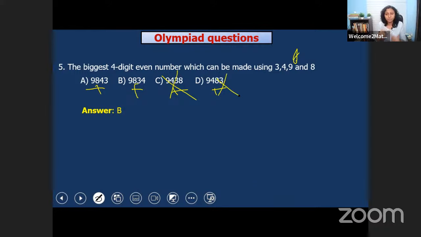Whenever you do an option-based question, you can find your answer in this way too. So we eliminate C and D, because 4 can't be in the hundreds place, as we have to find the biggest number. So option A and option B can be our answer. Between these two, which would be our answer?